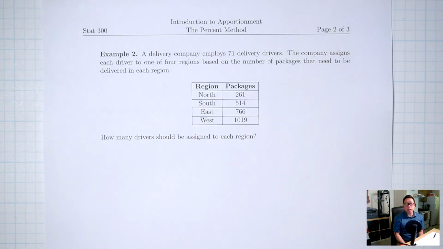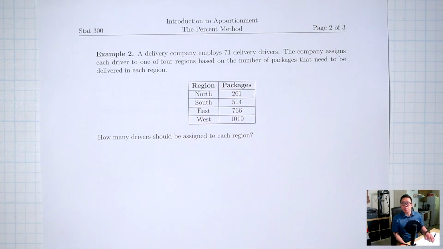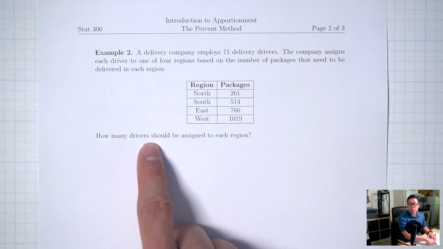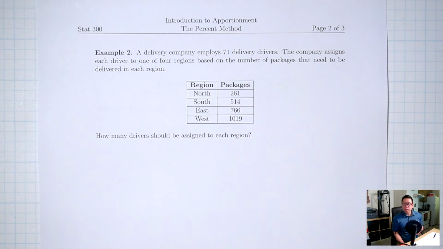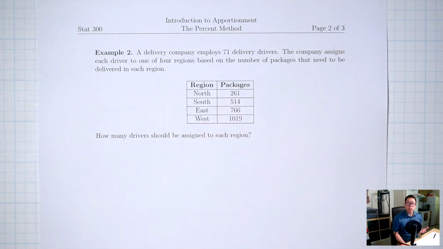Example 2. A delivery company employs 71 delivery drivers. The company assigns each driver to one of the 4 regions based on the number of packages that need to be delivered in each region. We have north, south, east, west, and these are a number of packages that need to be delivered in each of those regions. The question is, how many drivers should each region get? And I want to base this off of the number of packages. So if a region has more packages that need to be delivered, they probably need more drivers.